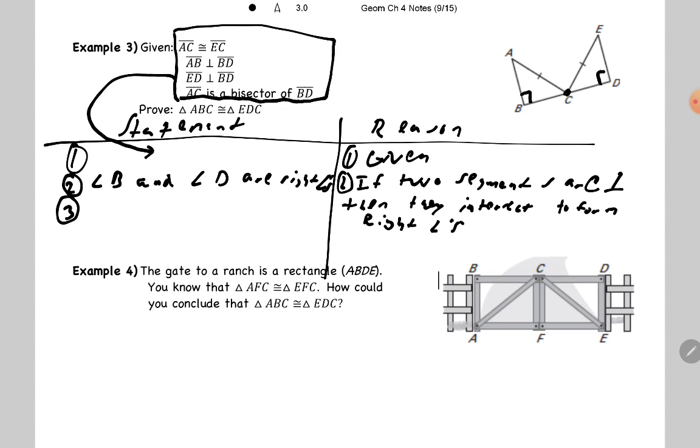So even though they're both right angles, we need to say that they're congruent. Angle B is congruent to angle D. And then we can just say right angles are congruent to each other.